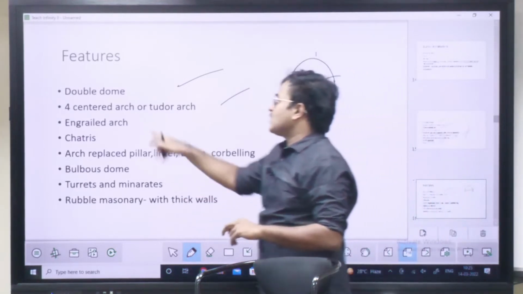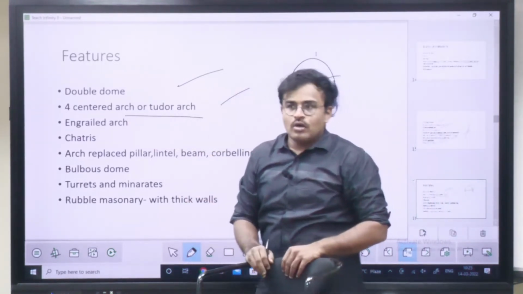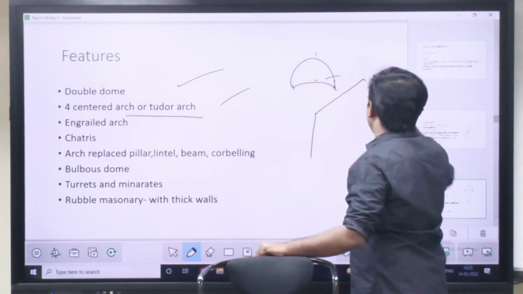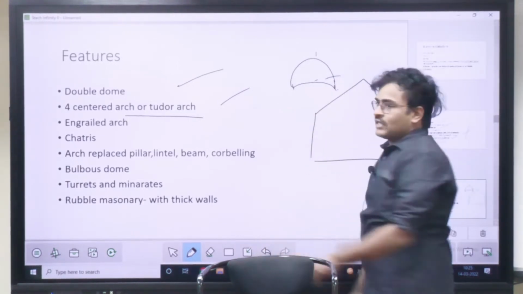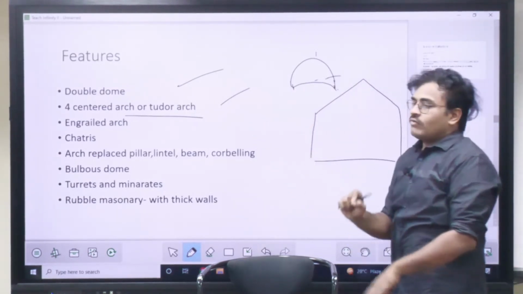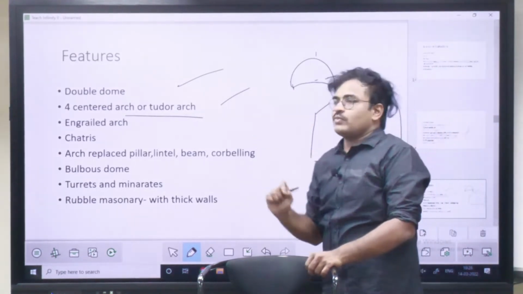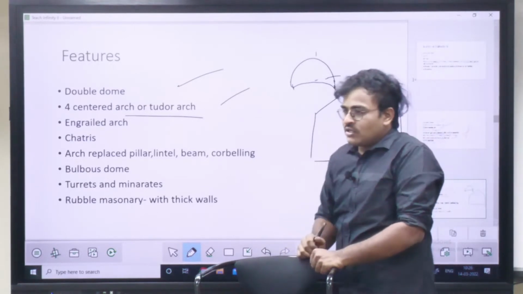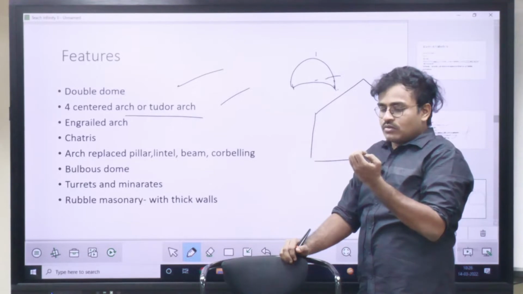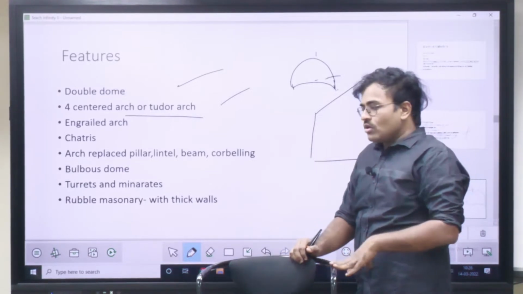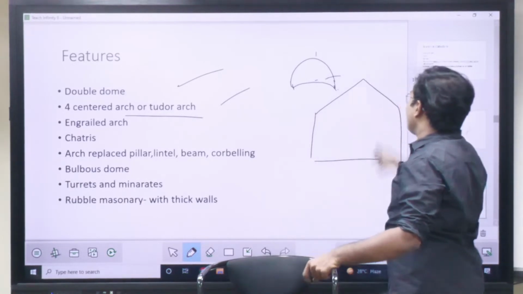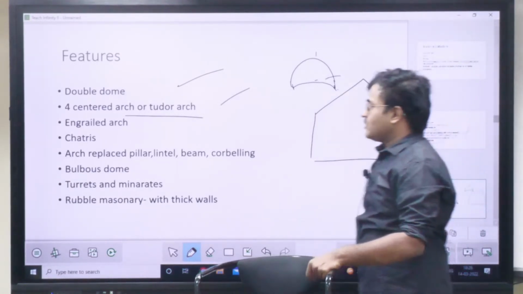So double doming is one, and they also started constructing huge arches, and these arches are known as a four-centered arch or Tudor arch. The arches which have a very big expanse are known as four-centered arches. Write there: four-centered arches are the arches with a huge reach, known as four-centered arches or Tudor arch.